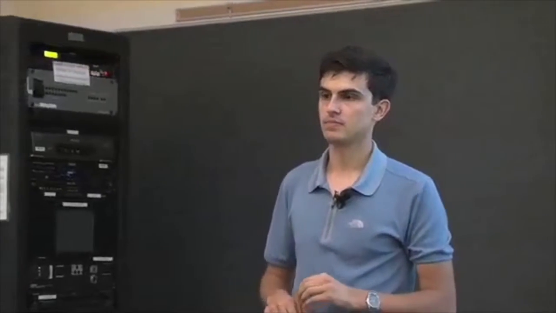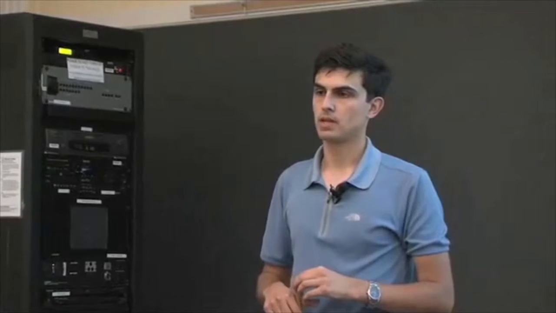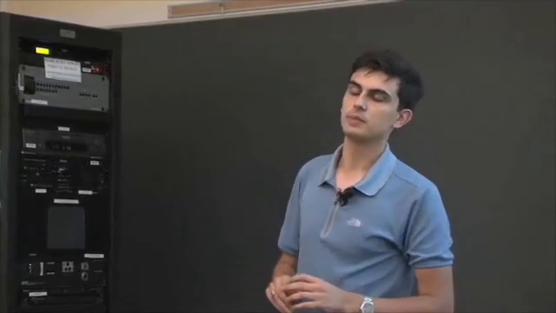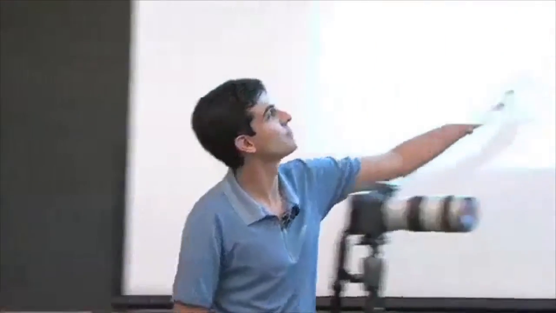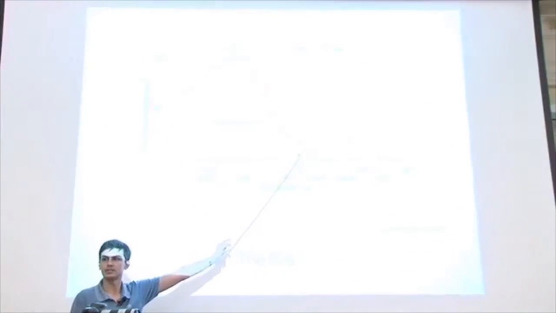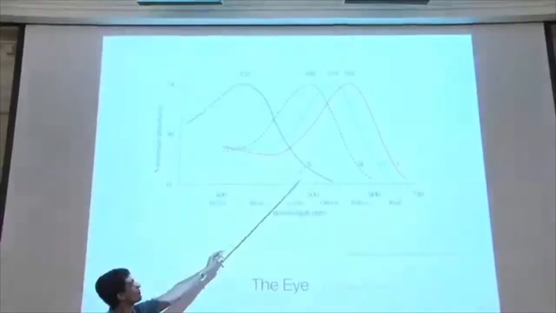Yes? Does this have something to do with color blindness? What do you mean? Well, would there be something off in the rods and cones in somebody's eyes why they can't see certain colors? Yes, well, color blindness arises from the fact that one or more of these cone cells are missing.